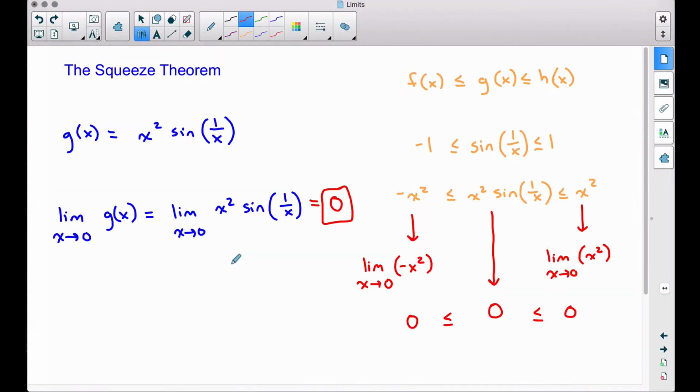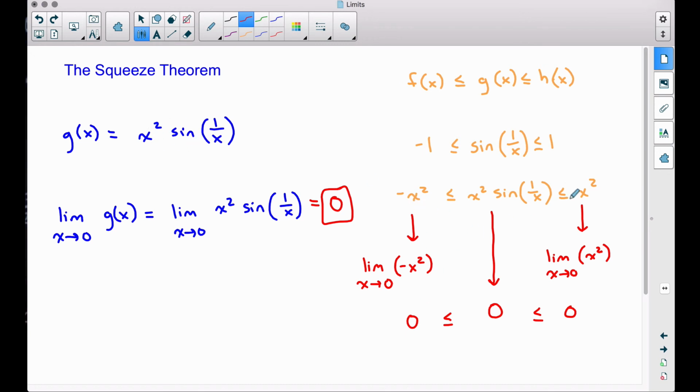And a way that we can do that without ever really having to graph is to take our function. If we know something about a part of it, sine of 1 over x, sine of something is always going to be in between -1 and +1, as long as x is not equal to 0 in this case. And then we just did this little trick here where we multiplied everything by x squared to make it match our original g of x.